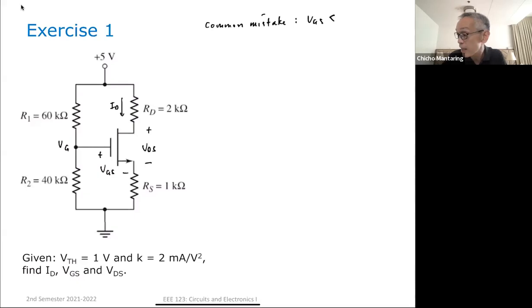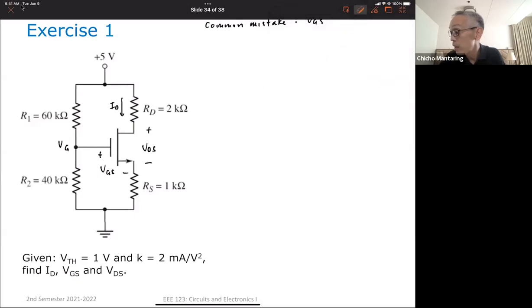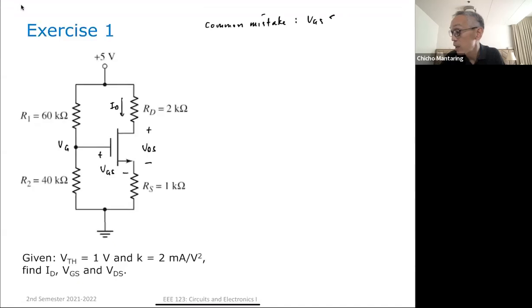VGS is not equal to VG. The value of the voltage here is not VGS. Why? Because you have a source resistance. Kung wala nitong source resistance, then VG and VGS are equal. And I see students make that mistake all the time. So VGS is not equal to V sub G.